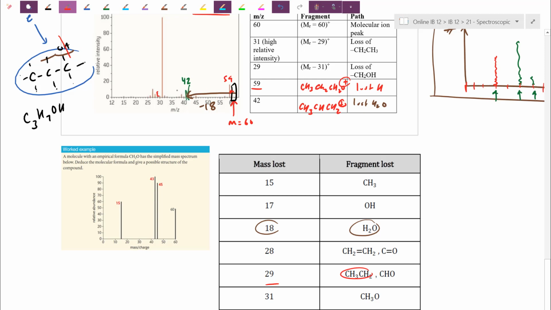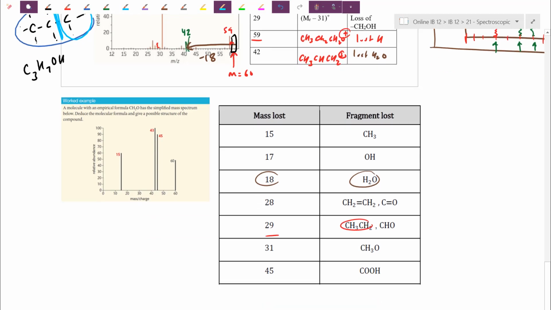You can go from 60 to 29. I would have lost 31. If that takes on the positive, the 31 is actually losing this, leaving you the rest of it as positive. So if I end up fragmenting it over here, and I just had this part here positive, that part would be the peak at 29 having lost 31.